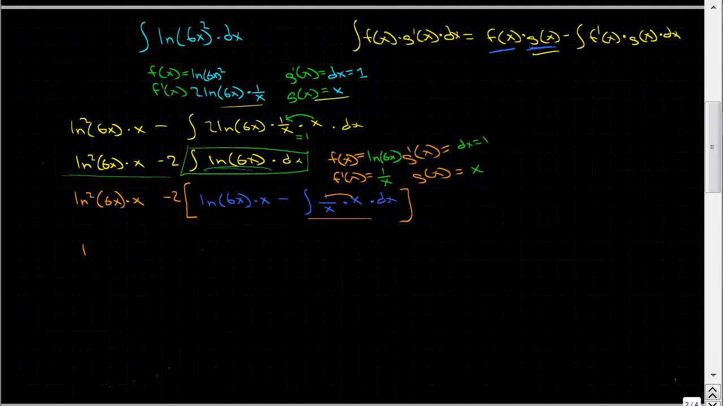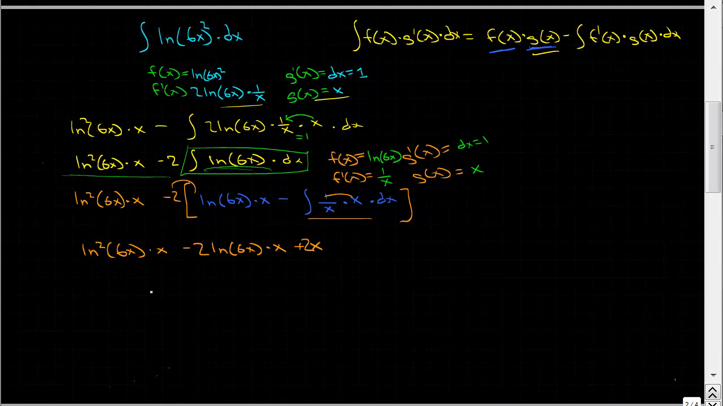So we go ln squared of 6x times x minus, now we're going to factor these in, so negative 2 ln 6x times x. We subtract that by, now what is the antiderivative of 1? It's just going to be x. But since we have to times that by negative 2, then it becomes plus 2x. Yes, okay, so plus 2x.